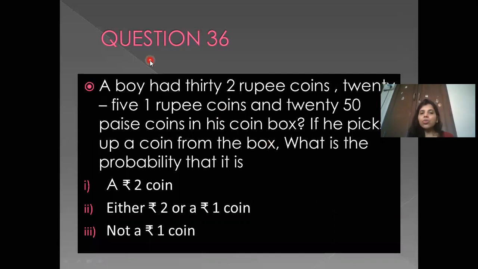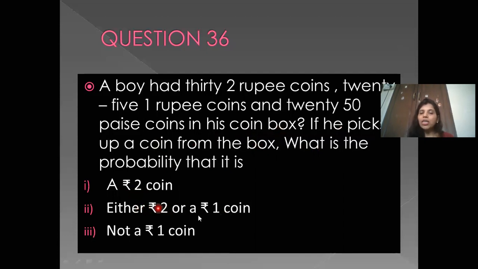Now we go to the next question, question 36. A boy had 30 2 rupee coins, 25 1 rupee coins, and 20 50 paise coins in a coin box. If he picks up a coin from the box, what is the probability that it is a 2 rupee coin? Either a 2 rupee coin, or a 1 rupee coin.